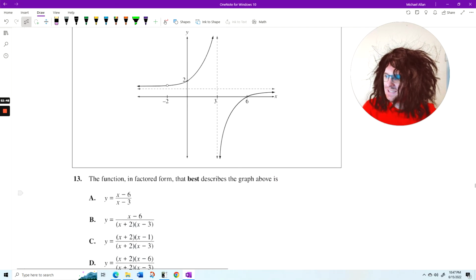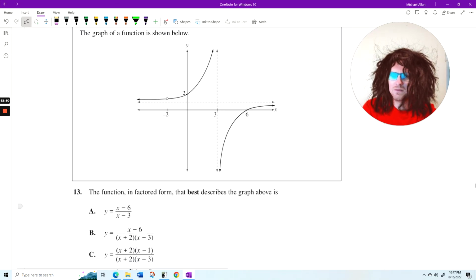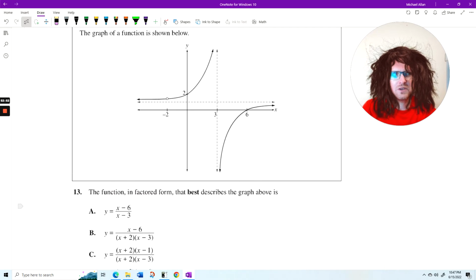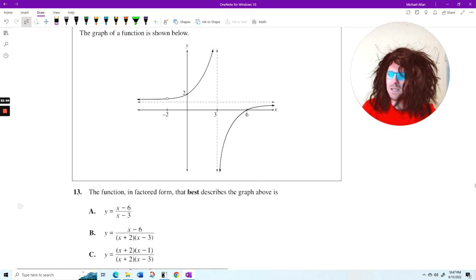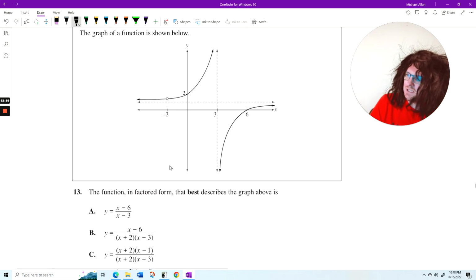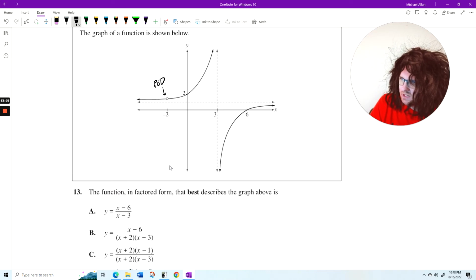Which of these equations best describes the graph? So this is one of the questions. Was there a point of discontinuity question on the 2019 ones? I can't remember now. But this is nice because it has this point of discontinuity, this POD, this hole in the graph. It's got an asymptote. It's got asymptotes in both directions. Kind of looks like this.